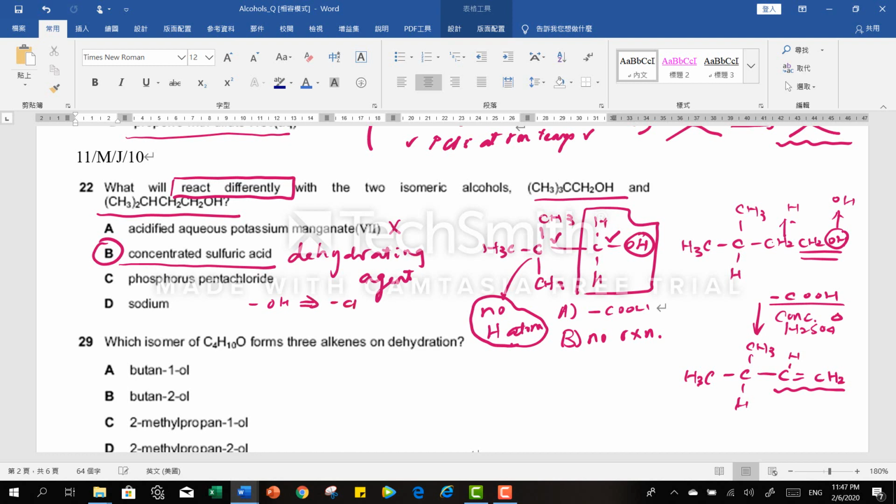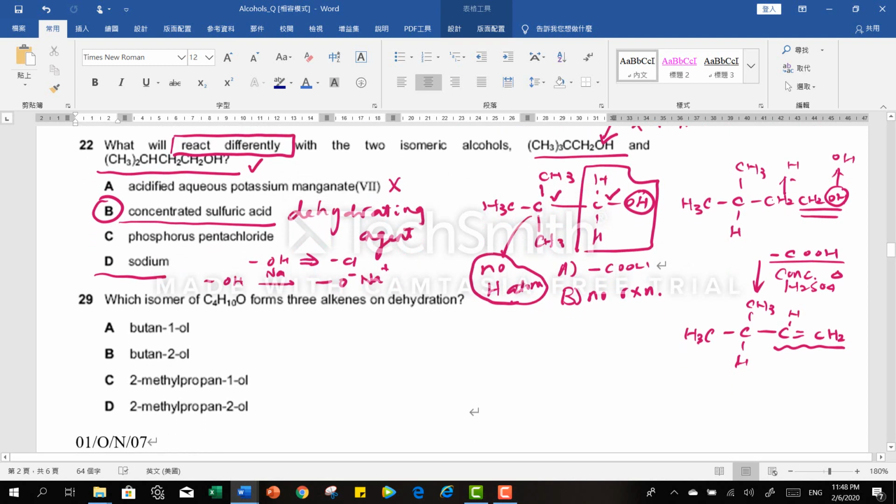Both will have the same reaction. For D, the same. The OH will react with sodium to form alkoxide ion, right? So the reactions are the same. So the answer is B, because it doesn't show any reaction with this one, no reaction, but it has a dehydration reaction with this one.